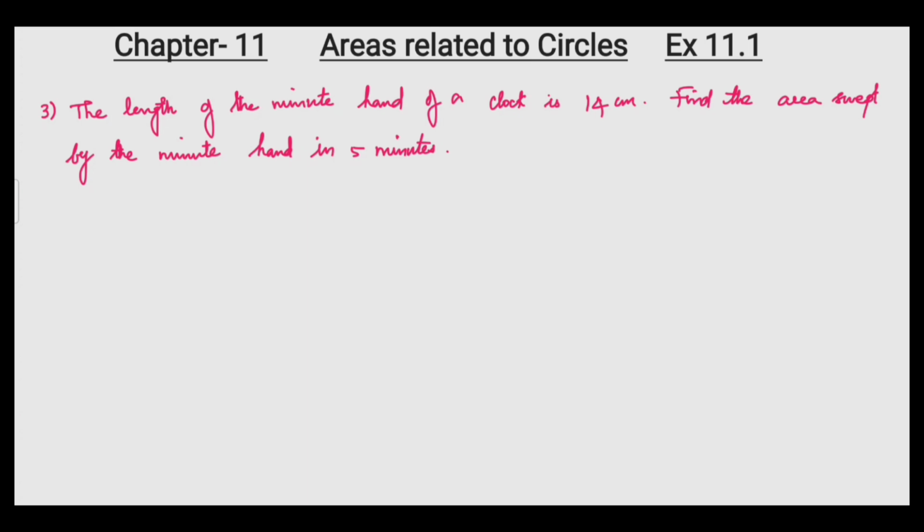Let us assume this as a clock, and our minute hand is 14 cm in radius and it is the longest hand. They've asked us to find the area swept by the minute hand in 5 minutes. They've asked us to find this area.